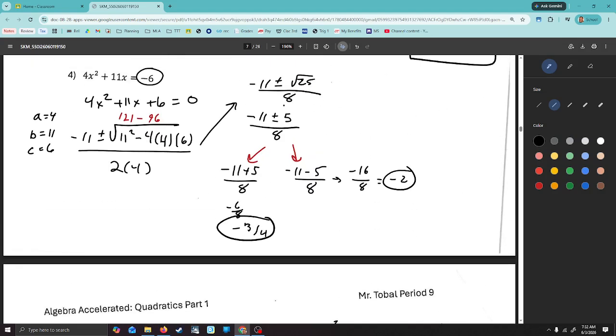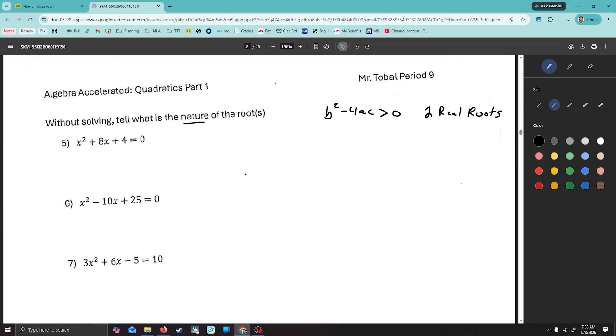If it's positive, then you have like a positive 5 in this case, which means you could do plus 5 or minus 5. That caused 2 real roots. If b squared minus 4ac is equal to 0, you get 1 real root, because when you square root 0, it is just 0. Even if you plus or minus it, you're adding or subtracting 0, so it gives you the same answer.